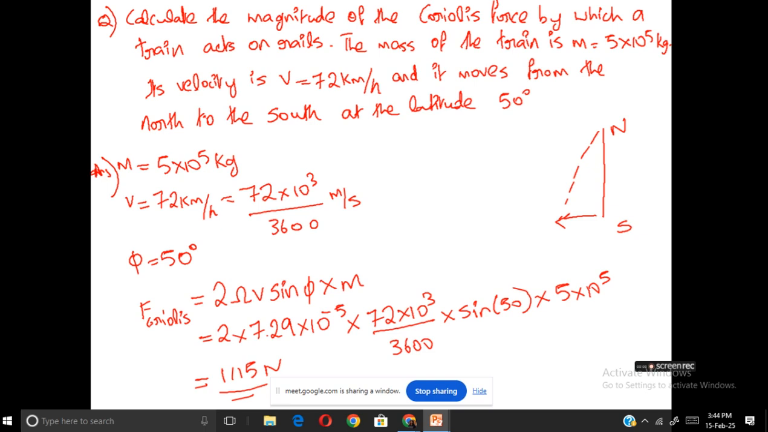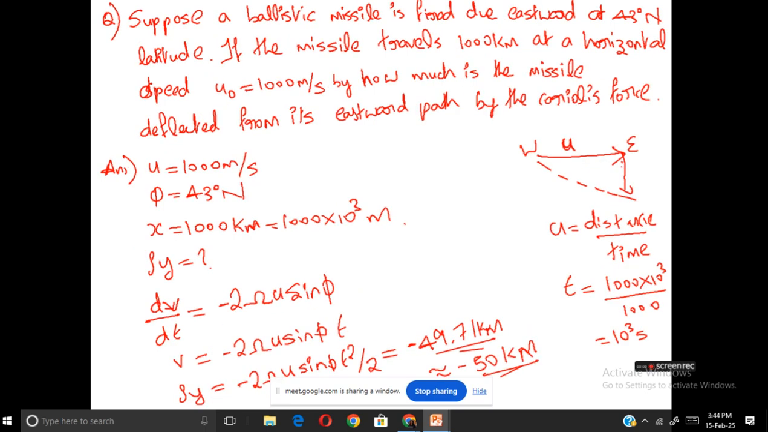Then we calculated the deflection that a missile will undergo when it travels for around 1000 seconds. At that time we got a very huge deflection, around 50 kilometers. A lot of deflection is seen in the case of a missile, which is again at a larger scale of motion compared to that of the aeroplane. And it also has very high speed.